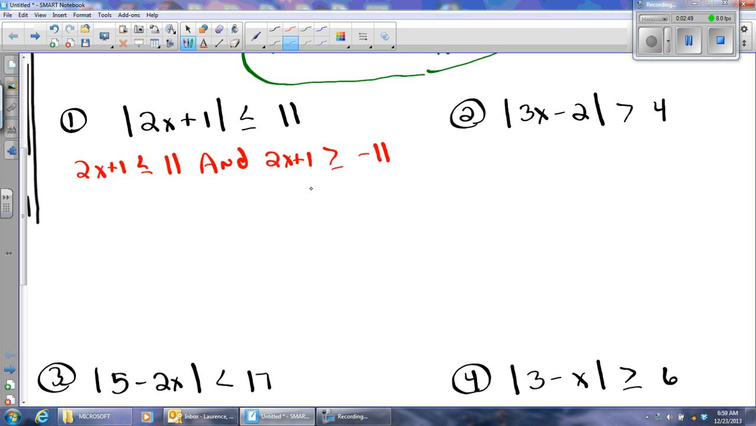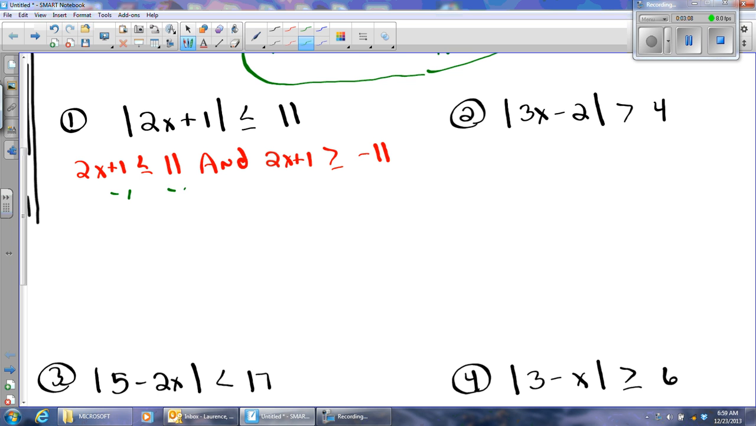Okay, now I don't like to do them this way, but a lot of you like to do them in two sentences. So I'm going to show you how to do it in two sentences, and then I'll go back and show you how I would do an and. But there's nothing wrong with doing it this way. Okay, so now I've got two linear inequalities, and notice the inequality changed direction.